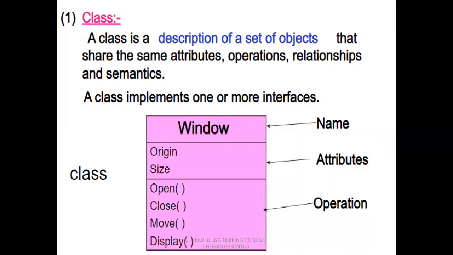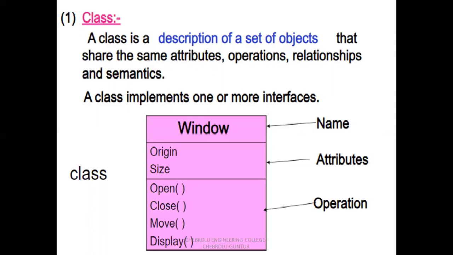The class means a description of a set of objects. Suppose we are using objects: a chair is one object, a table is one object. The table has its own attributes, and a duster has its own attributes and operations. A chair has its own attributes and operations. The class implements one or more interfaces. Suppose a duster has different interfaces. Sometimes we use it for cleaning the boards, sometimes for cleaning the floor. That is, there are different types of interfaces.